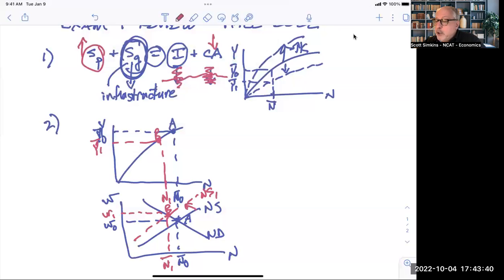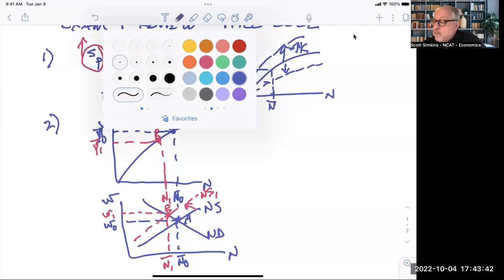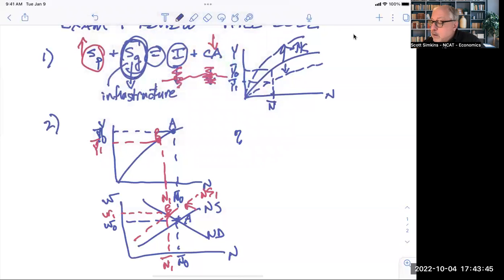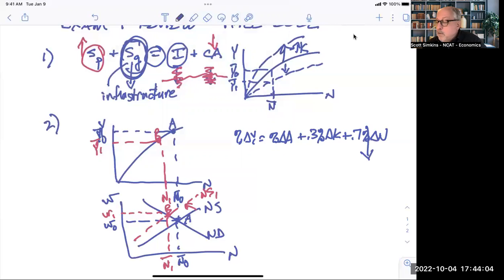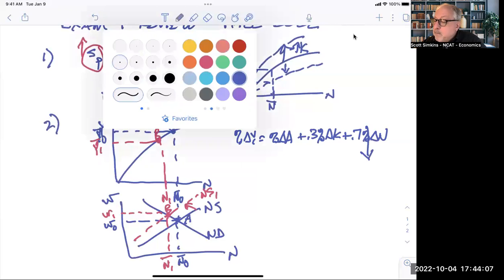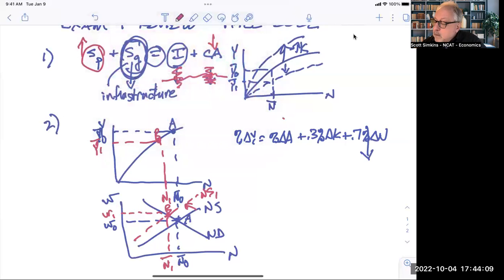According to the growth accounting equation, what would be needed to offset that? That growth accounting equation is percent change in Y equals the percent change in A plus 0.3 times the percent change in K, plus 0.7 times the percent change in N. So if N is going down due to workers not wanting to work as much, what could offset that? Either A has to go up or K has to go up, to keep Y going up rather than going down.